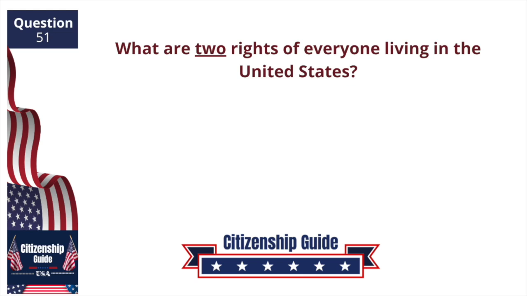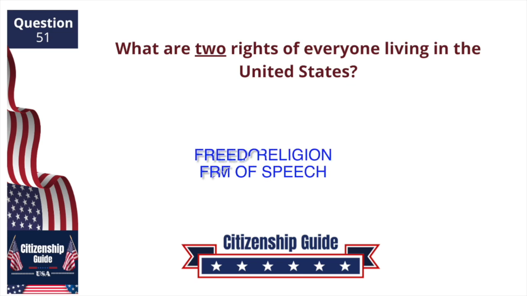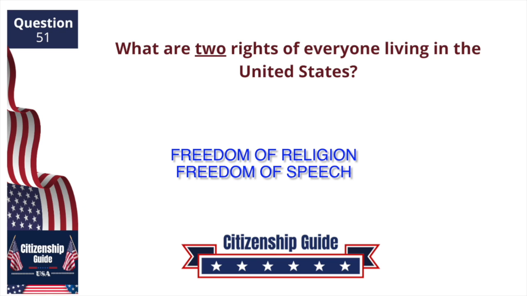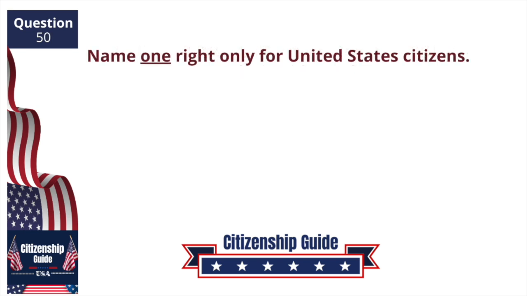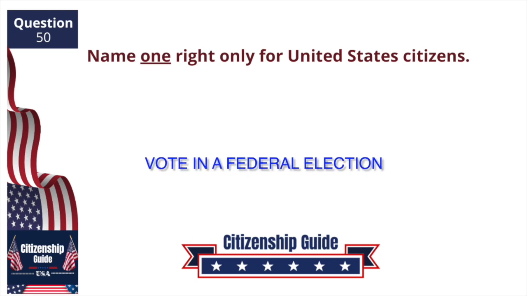What are two rights of everyone living in the United States? Freedom of religion. Freedom of speech. Name one right only for United States citizens. Vote in a federal election.